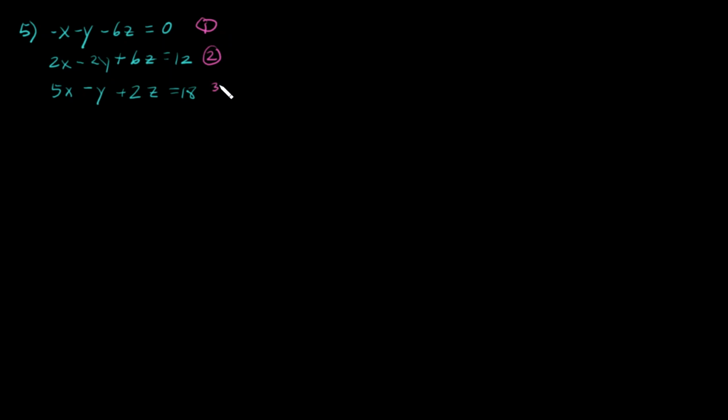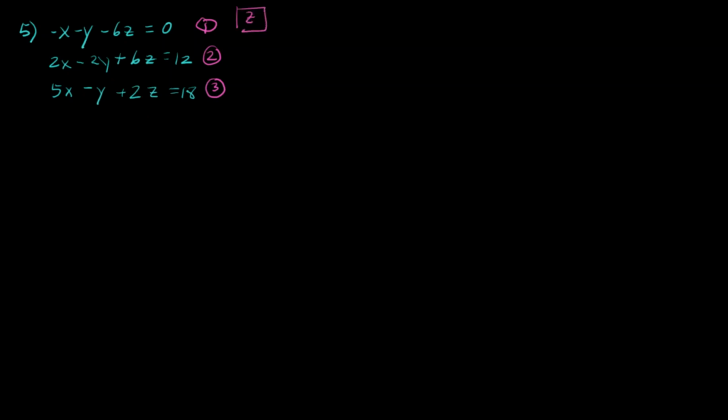2 and 3. If you look at z right here, we have a -6 and a +6. We know if we put 1 and 2 together, we can get rid of z. And if we put 1 and 3 together, we can make this a 6 by multiplying it by 3 and get rid of that. So let's go ahead and get rid of z. Our attack plan is to get rid of z.